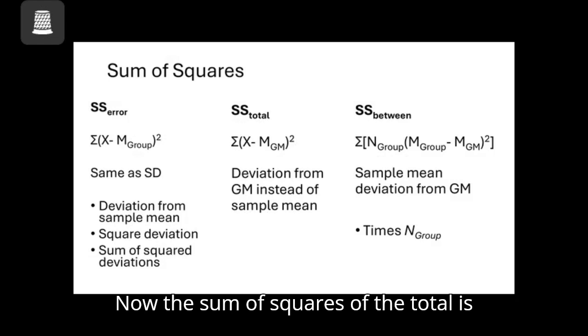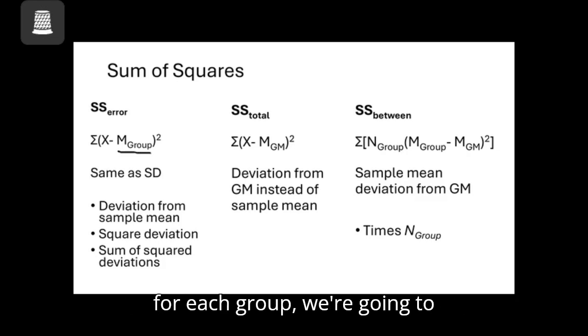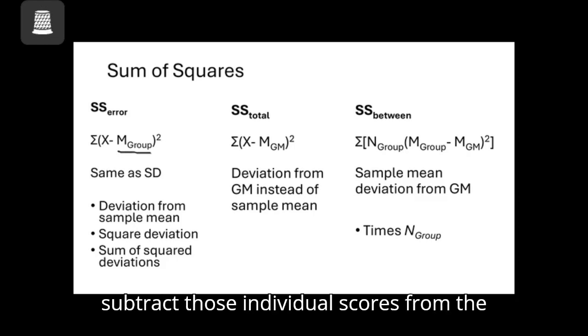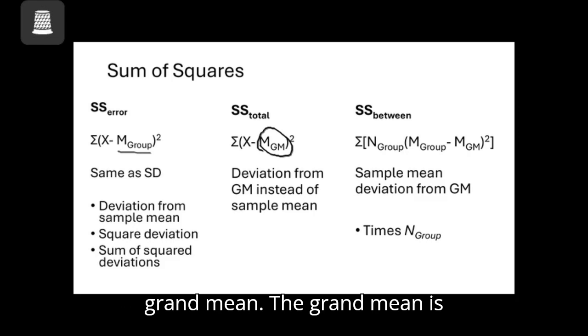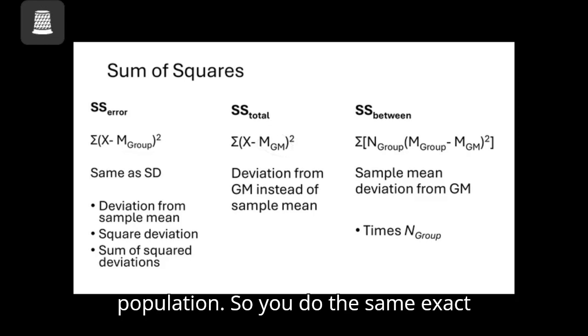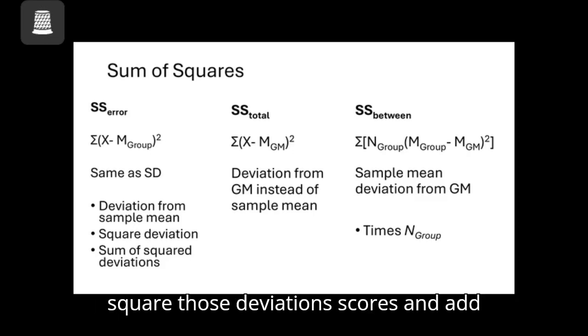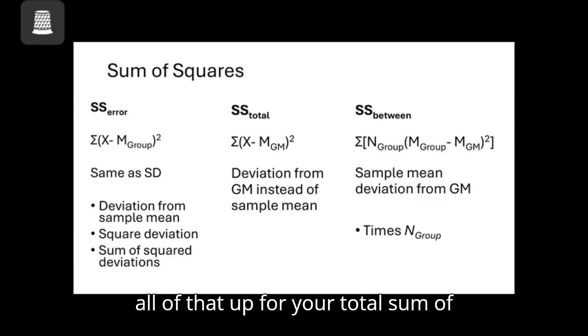Now, the sum of squares of the total is the exact same process, except that instead of subtracting individual scores from their group mean, so the mean for each group, we're going to subtract those individual scores from the grand mean. The grand mean is the overall mean from the entire data set, regardless of which group they're in. This is because, remember, we're assuming that everyone is from the same population. So you do the same exact steps as before, computing a deviation score for each person, but instead of using the group mean for each one, you just use the overall grand mean. Then you square those deviation scores and add all of that up for your total sum of squares.